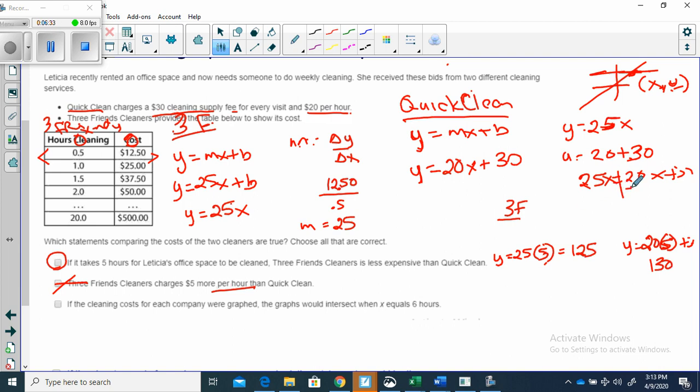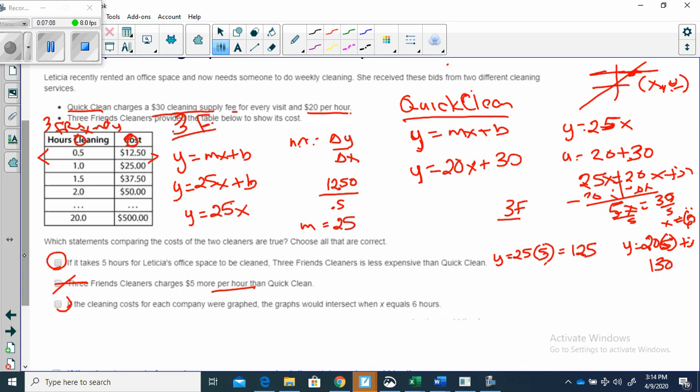We subtract 20x from both sides, and I've got 5x is equal to 30. Divide both sides by 5, and I've got x is equal to 6. So yes, it's at 6 hours that both of these are the same. If the cleaning costs for each company were graphed, the graphs would intersect where x is equal to 6. That's true.